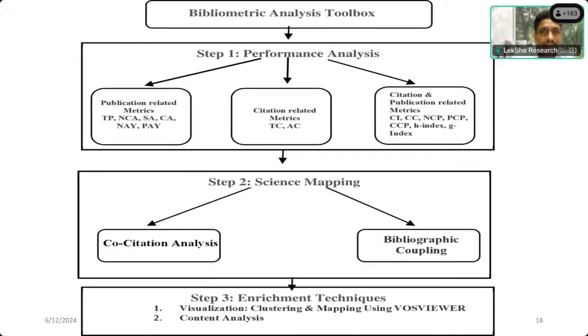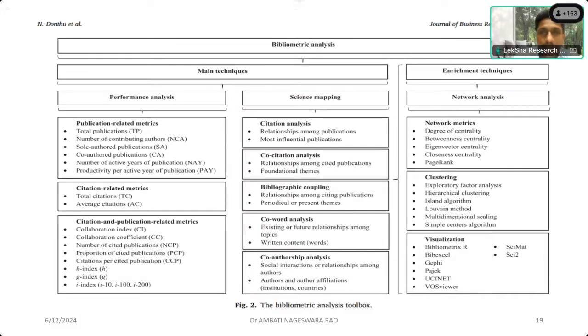I just want to understand, as a part of performance analysis, total publications. For example, here you can see full details. I have shared this particular paper with you all. Publications: total publications, number of contributing authors, sole authored publications, co-authored publications. Second one, citation related metrics: total citations, average citations. We also have H index, G index, I index.